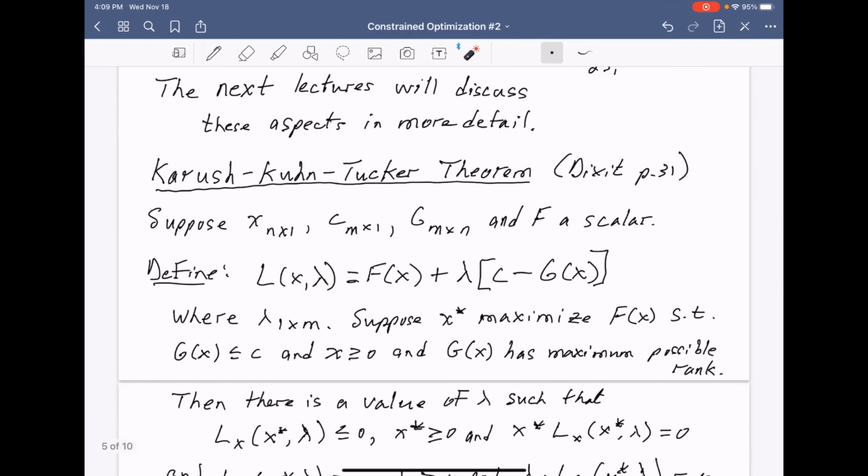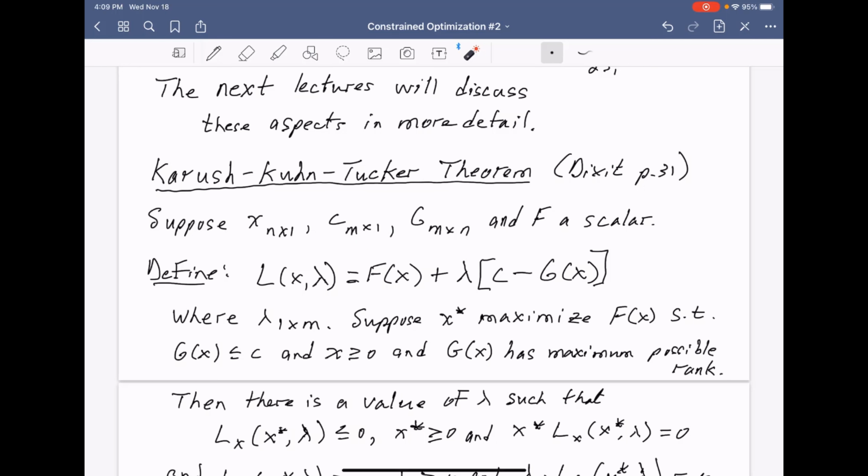Finally, we have what is called the Karush-Kuhn-Tucker theorem. And Dixit gives that on page 31, but he refers to it as a Kuhn-Tucker theorem. However, since he wrote that, they've discovered an MSc thesis written at the University of Chicago, which had predated the Kuhn-Tucker material, and this particular author of that master's thesis is given credit, and his last name was Karush, so we refer to the Karush-Kuhn-Tucker theorem.